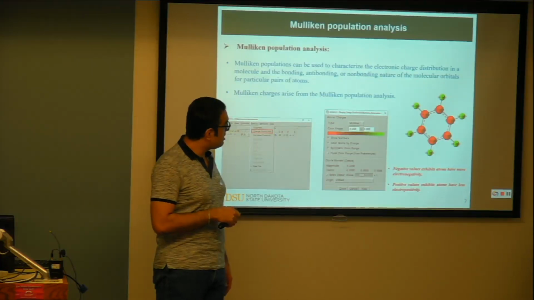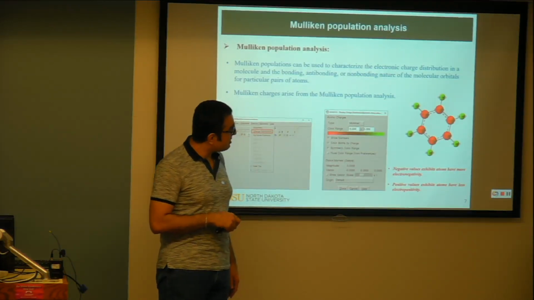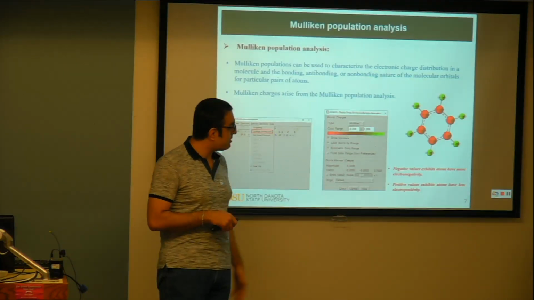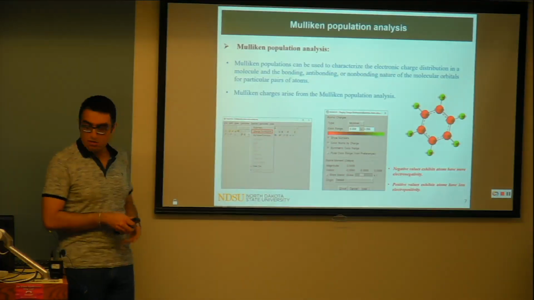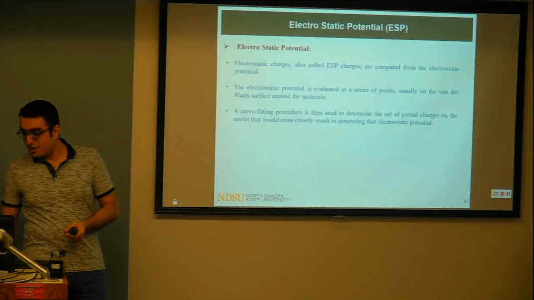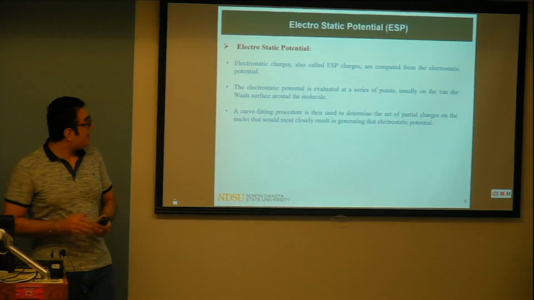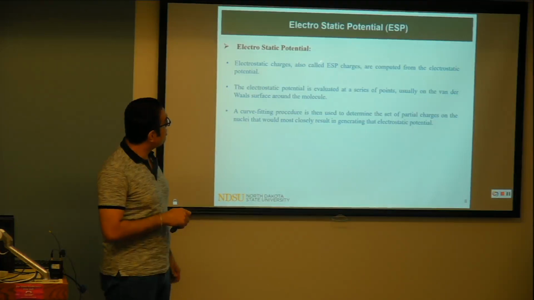You can set the range, the minimum and maximum, negative and positive, and also the color, and there are some numbers and colors. A negative number means that atoms have more electronegativity, and positive numbers show electropositivity. The last topic for today is the electrostatic charge visualization.